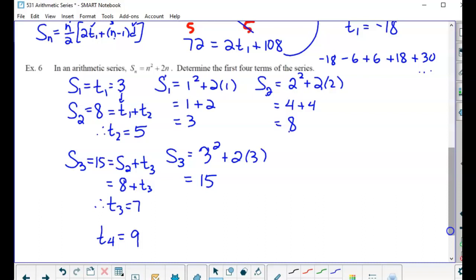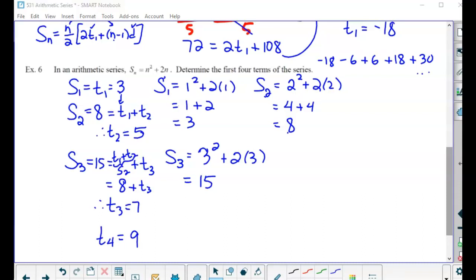So always remember that S1 and T1 are the same value. S2 is T1 plus T2. It is not the second term. So S's are different from T's. If you get them mixed up, you're in trouble. If you turn over the page in your booklet, there's some extra questions. The answers are there.